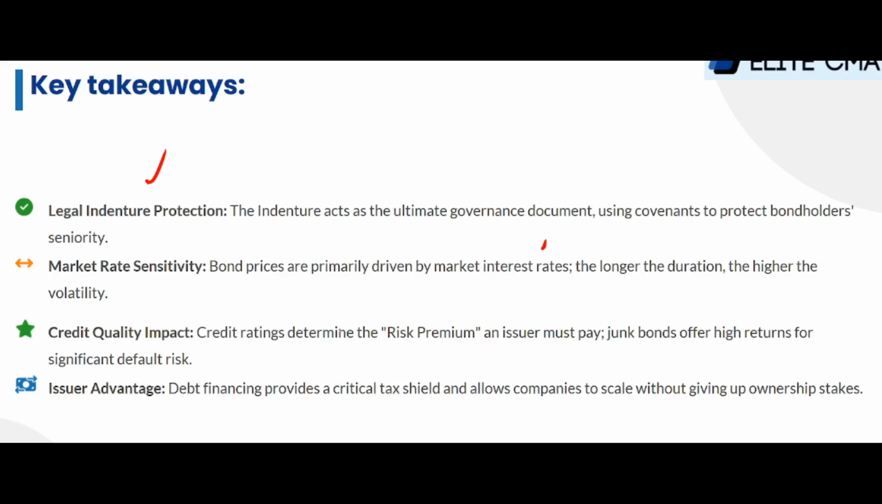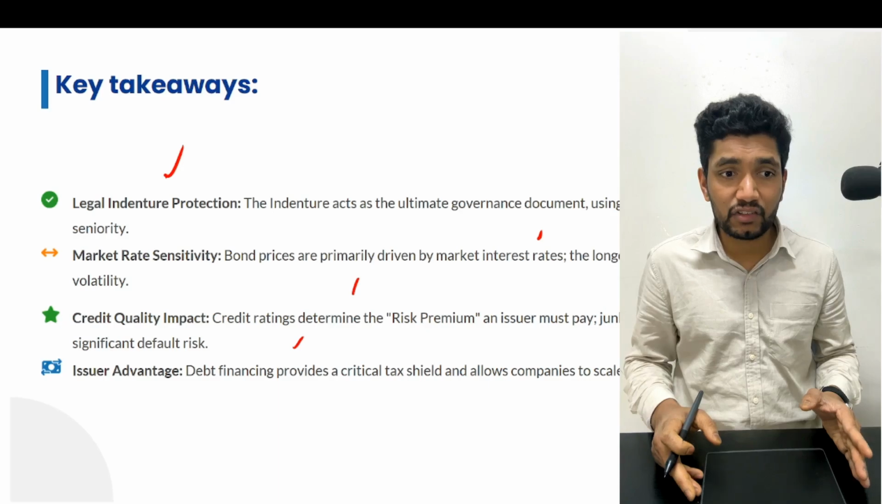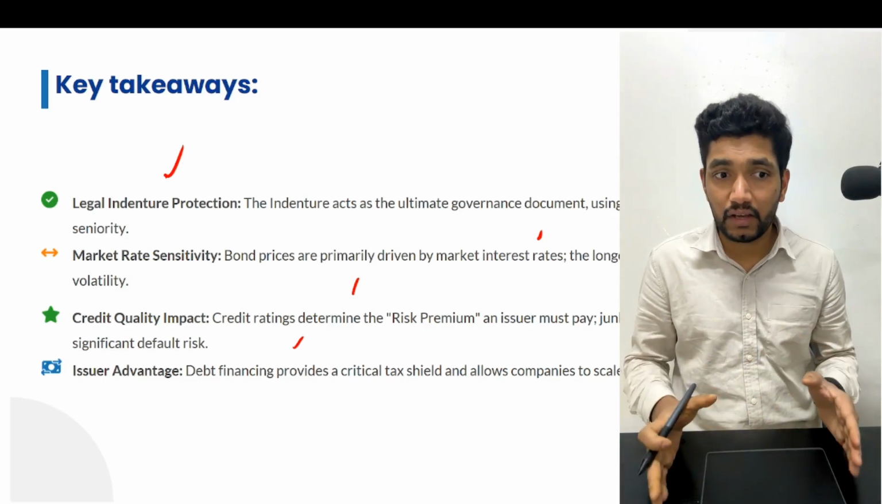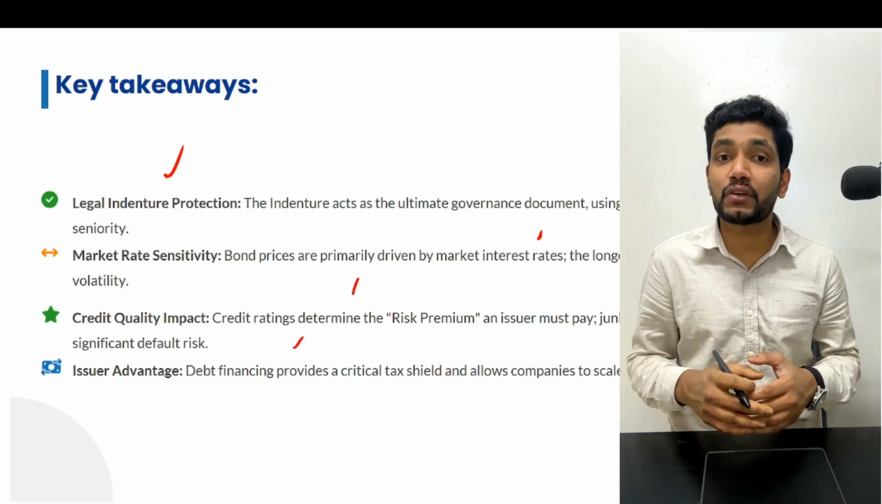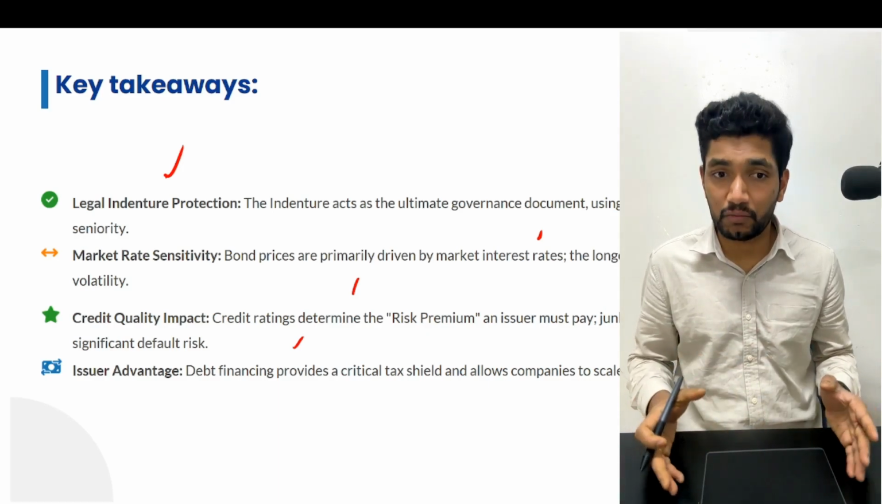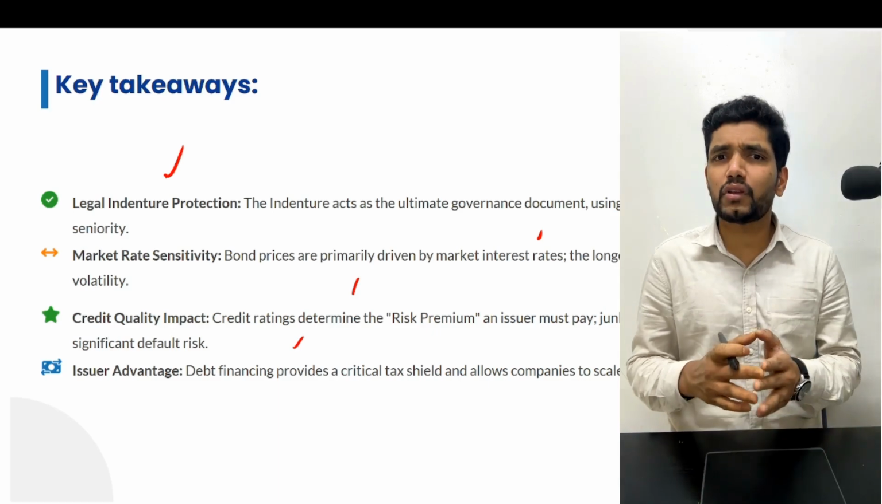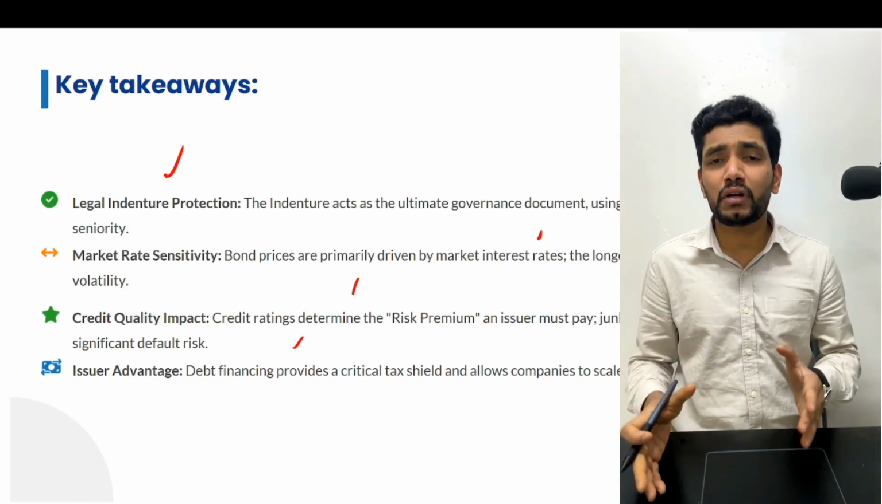Then the credit rating quality. There are ratings for bonds to help investors select the bond based on the risk and the return. Then the issuer advantage. For the issuer, a bond provides a tax shield, and it also helps the company raise capital without giving up ownership. So this is about some basics of the bond.